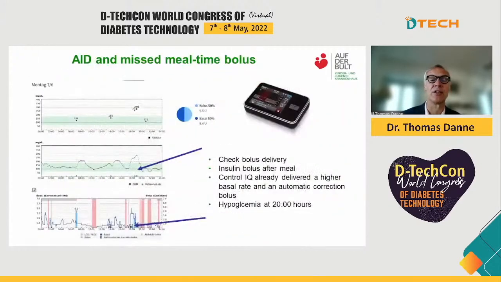So here you can, for example, see an example where there is a rise because this patient did not give a mealtime bolus, which would be the light blue sign here. And you see that the light blue with a black line is actually the automated correction bolus. So the pump has already given a correction bolus, and at the same time has considerably raised the basal insulin, delivering a higher basal rate. So when he then delivered his postprandial bolus, there was a low glucose thereafter at 8 o'clock.